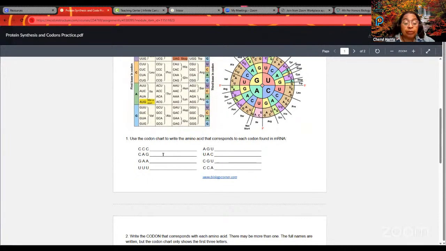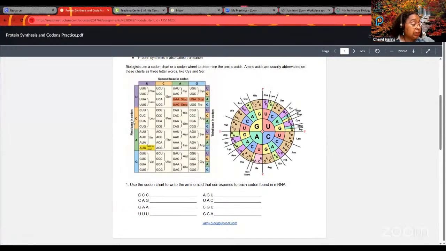CAG. So again, the first letter is C, so that's our second row again. Go up to the top, find the A, that's the third column. So I'm coming down from the second row, third column, and the last letter is G, that's the one on the bottom, CAG. So the amino acid we're looking for is GIN. So you're going to put GIN on the line.